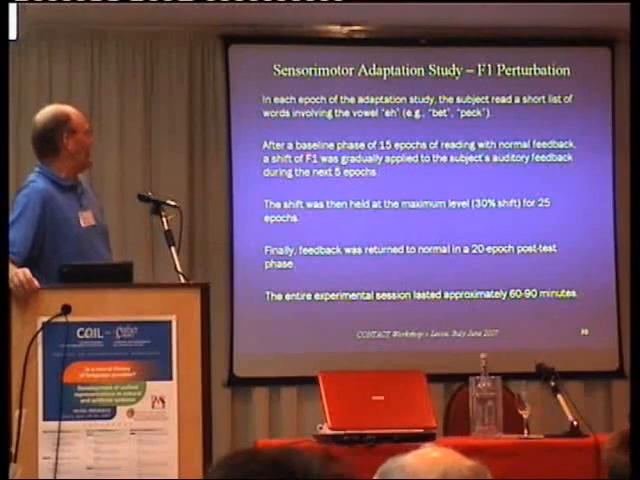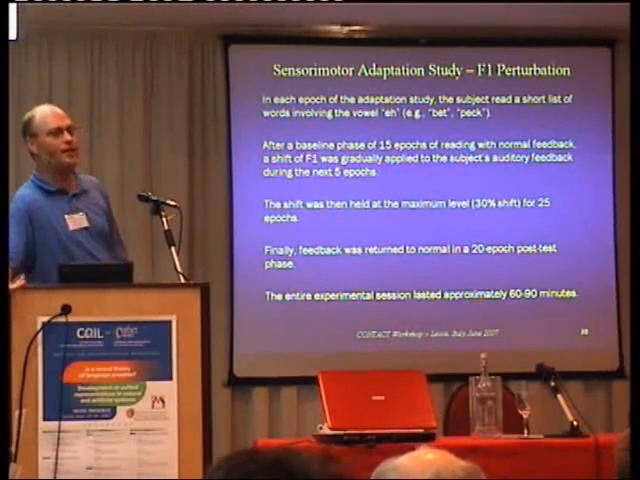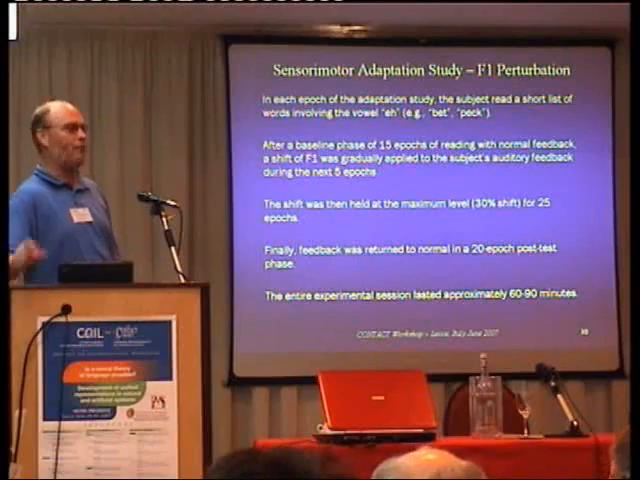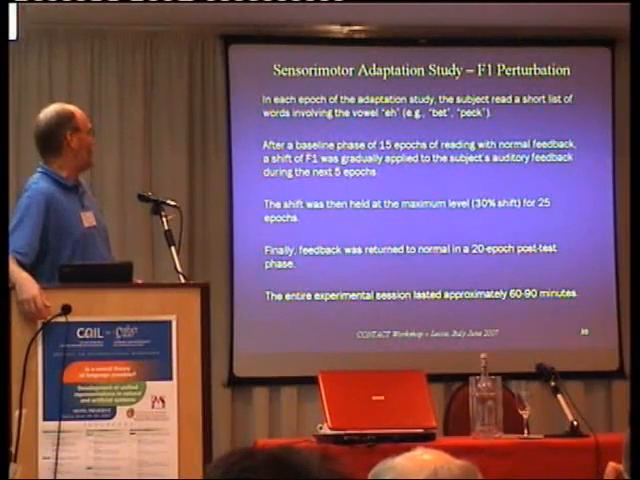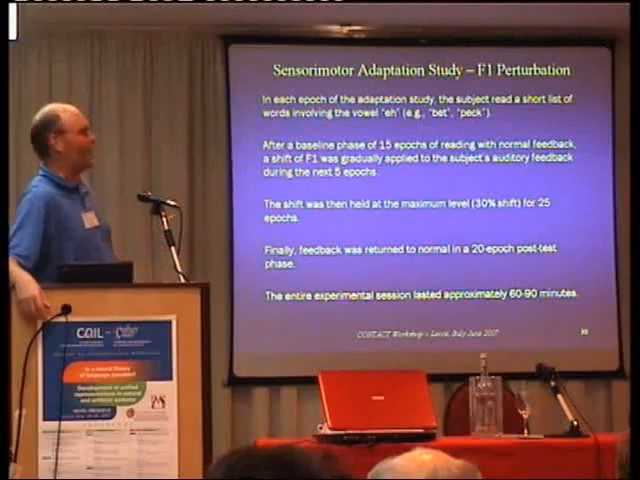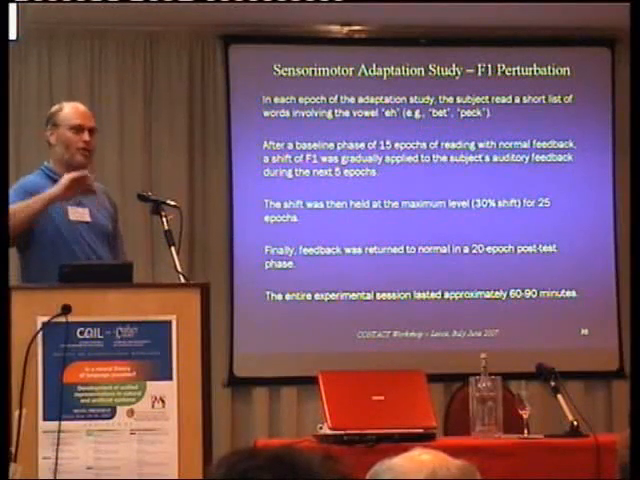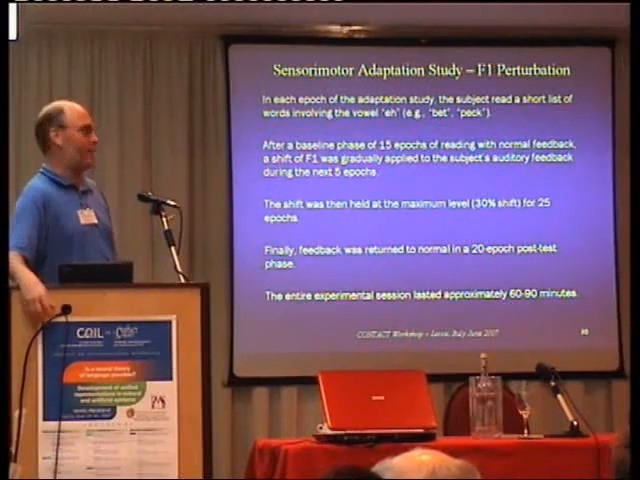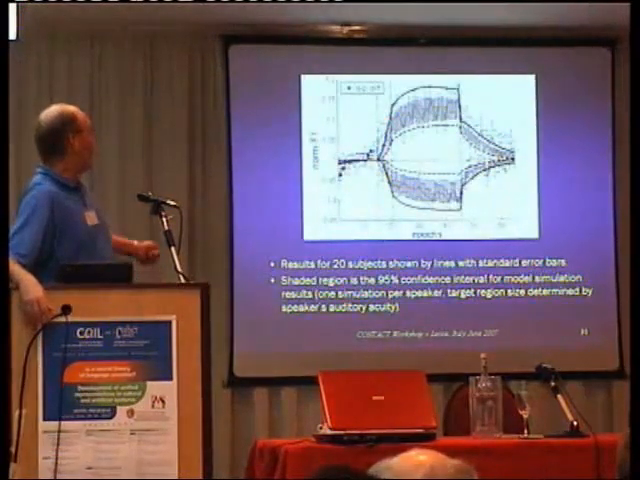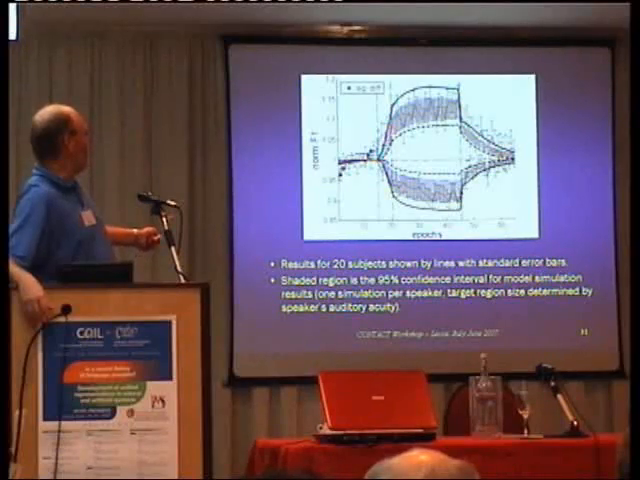Well, Joe talked about the sensory motor adaptation study where we did just what I described. We systematically changed the first formant frequency while subjects said things like bet and peck. We gradually ramped that up. We held it on for a long time, and then we shut it off to see if we could find after effects. This slide shows the results. This is for the subject that had a downward shift. This is for the subjects that had an upward shift.